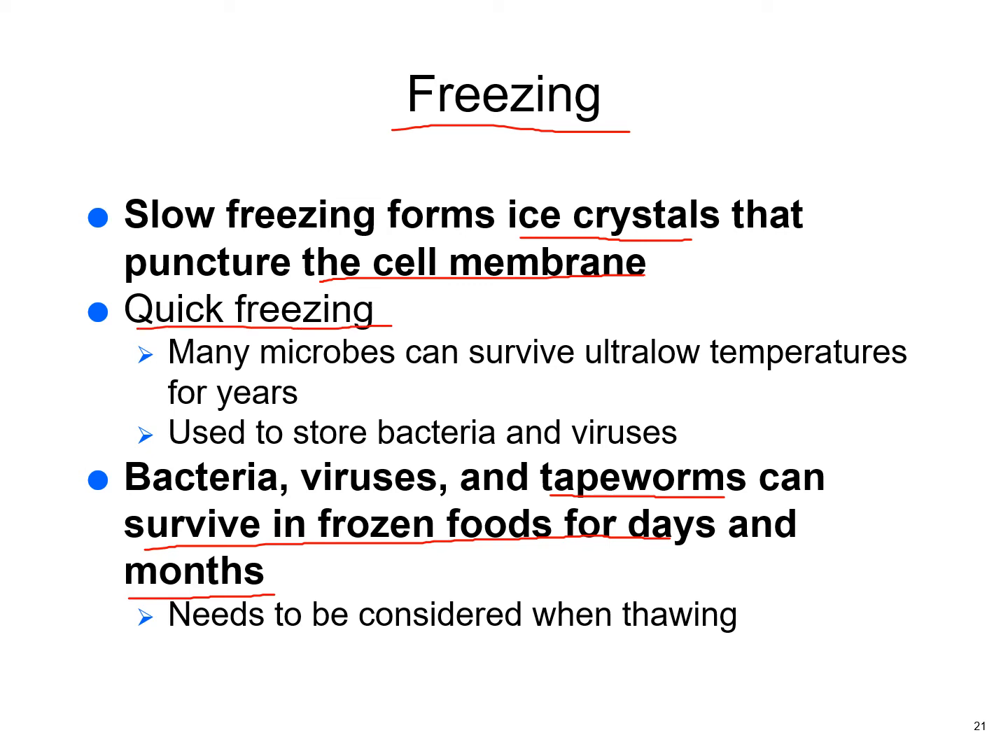Quick freezing, many microbes can survive ultra low temperatures for years, but if you're trying to store bacteria or viruses, or for that matter, sperm, ovum, embryos, they're going to quick freeze them and store them so cold it's unreal, and then thaw them out and they'll still be alive. But you can't slow freeze these organisms because ice crystals destroy them.